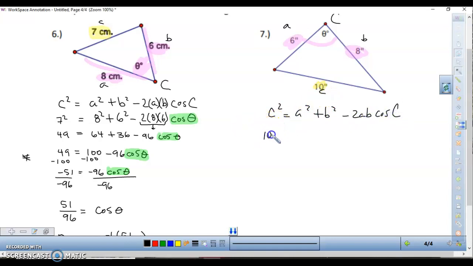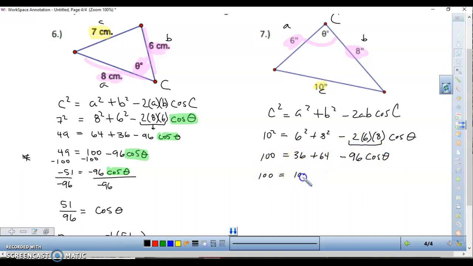So for c I have 10 squared equals 6 squared plus 8 squared minus 2 times 6 times 8 times the cosine of theta. So 10 squared is 100. And 6 squared is 36. 8 squared is 64. Minus 2 times 6 times 8 is like the same numbers I just used. Not very creative. Is negative 96 cosine theta. So I just did this. It's 96. Alright, so now I get 100 equals 36 and 64 is 100 minus 96 cosine of theta.